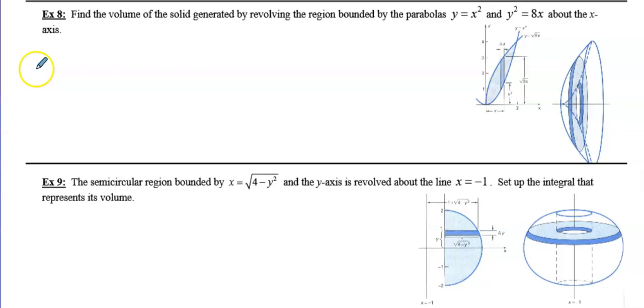This lesson's been all about volume thus far. The first two videos we talked about volume of cross sections. The third video we talked about volume of a disc. And in this video we're going to talk about volume of a washer.